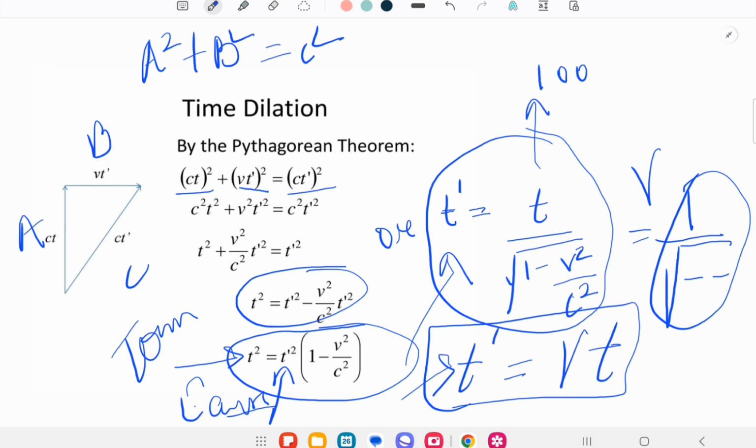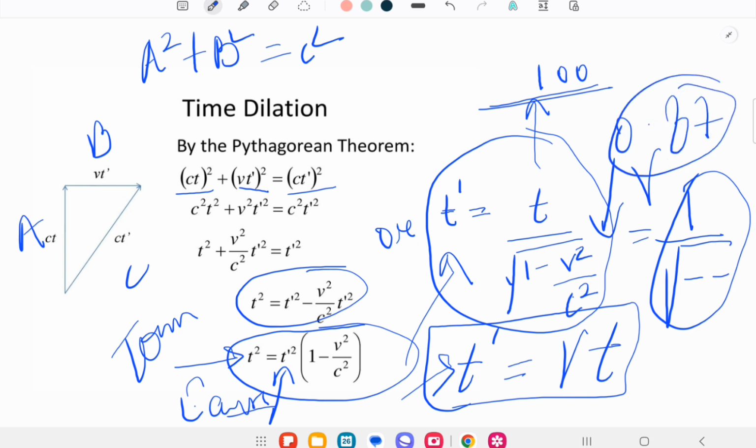Okay, so suppose in Tom Cruise's spaceship he has been there for 100 seconds, and he is going at a speed of approximately 0.87 of the speed of light. Then if you calculate by this formula, our t dash would be something around 200 seconds.